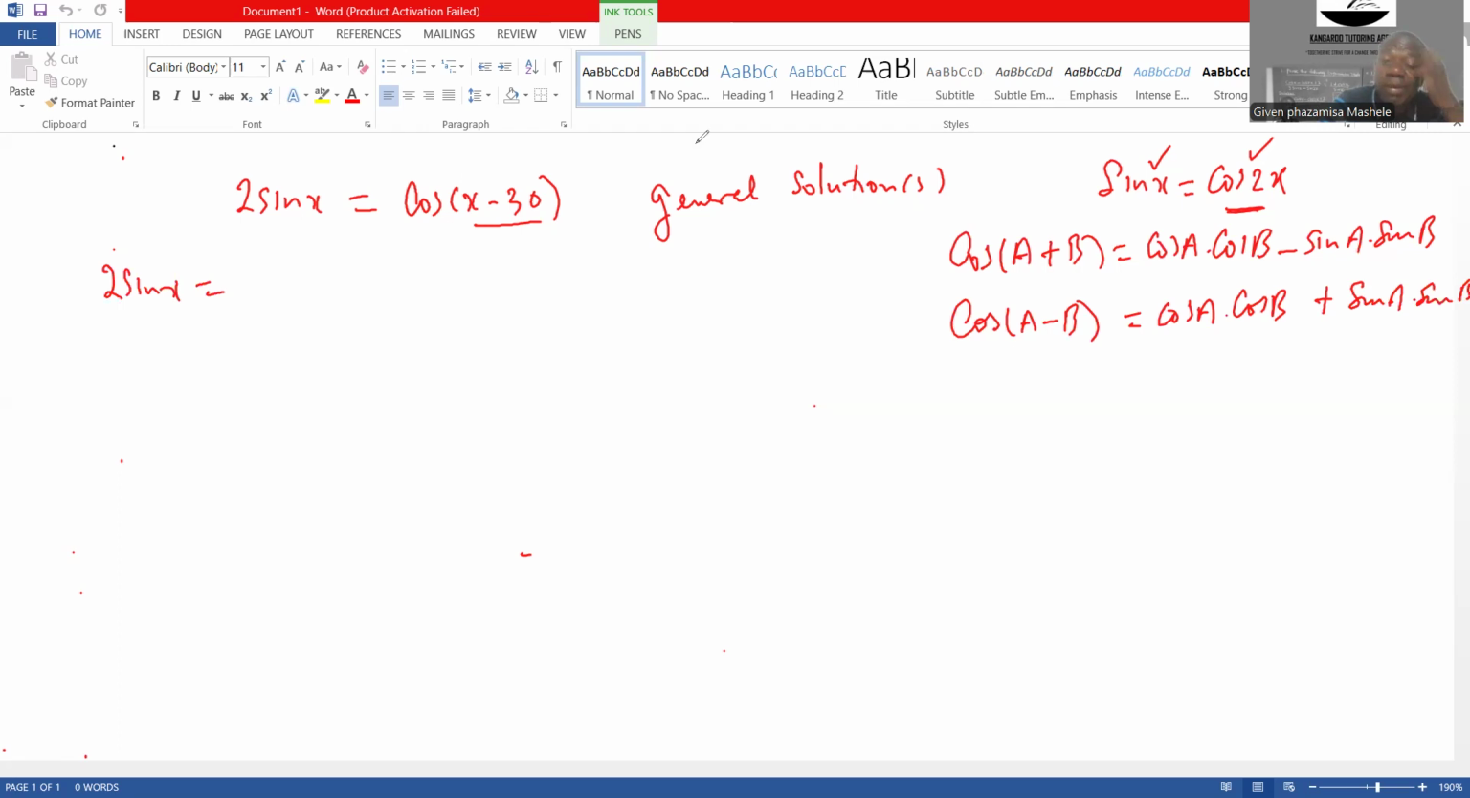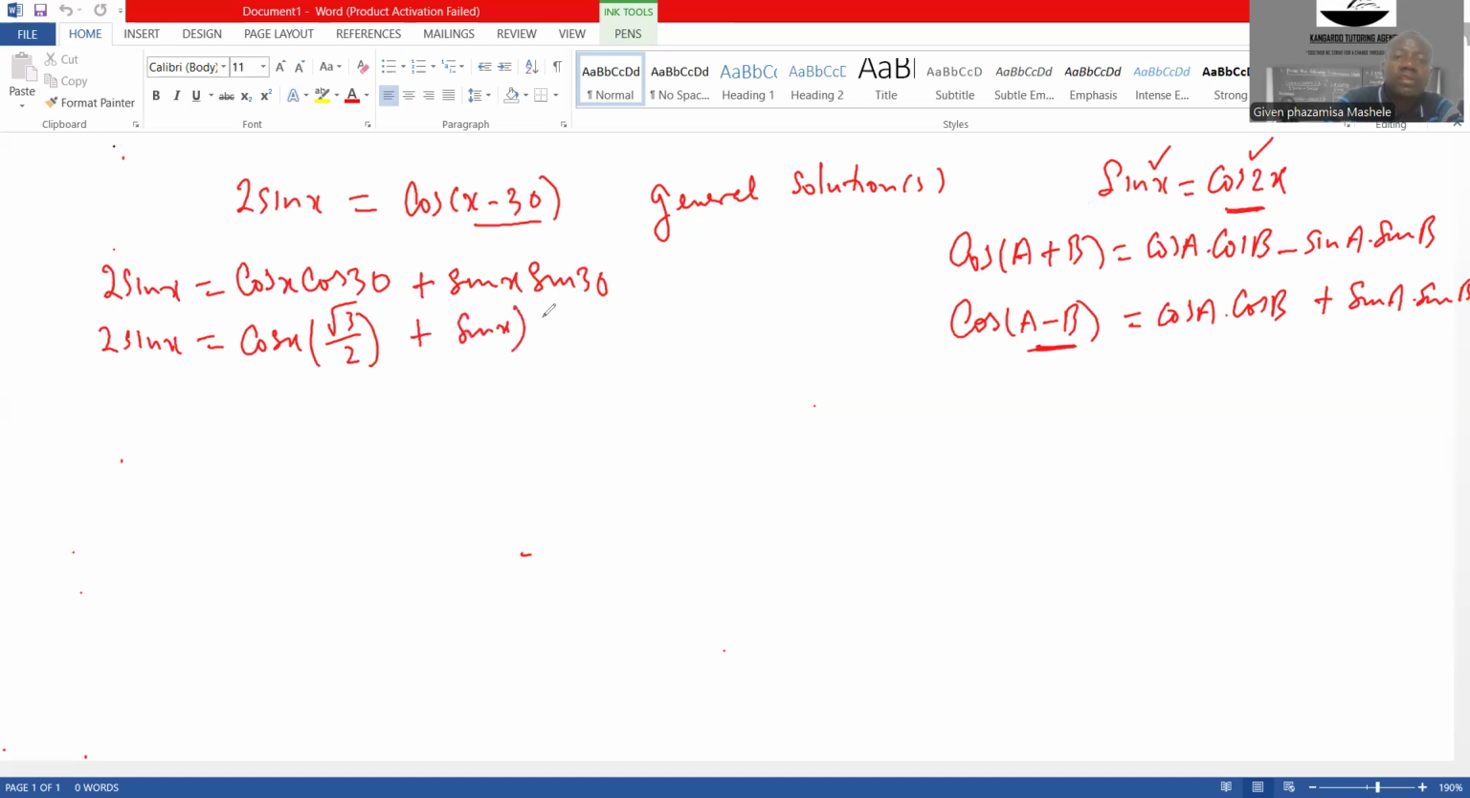So we can expand this using this rule. This will become cos x cos 30 plus sine x sine 30. So we can now resolve this. This will become 2 sine x equals, what is cos 30? Cos 30 is the same as root 3 over 2. So this will become cos x multiplied by root 3 over 2. This will have sine x multiplied by half because sine 30 is half.